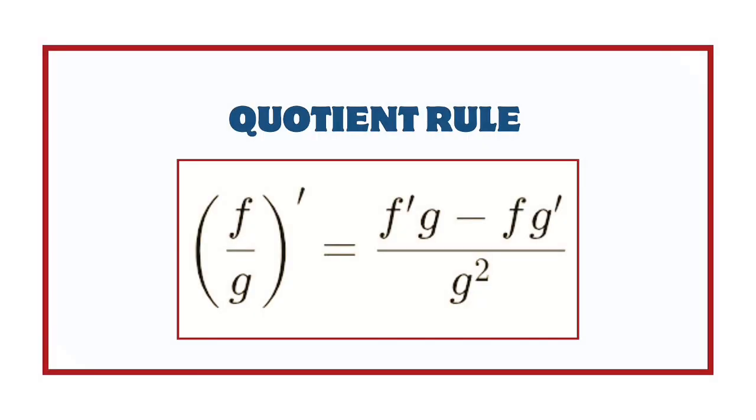Quotient rule. The quotient rule is applied when differentiating a function expressed as a ratio of two differentiable functions, where the formula is: the derivative of the function is equal to the derivative of the function f times the function g minus the function f times the derivative of the function g, over the square of the function g.